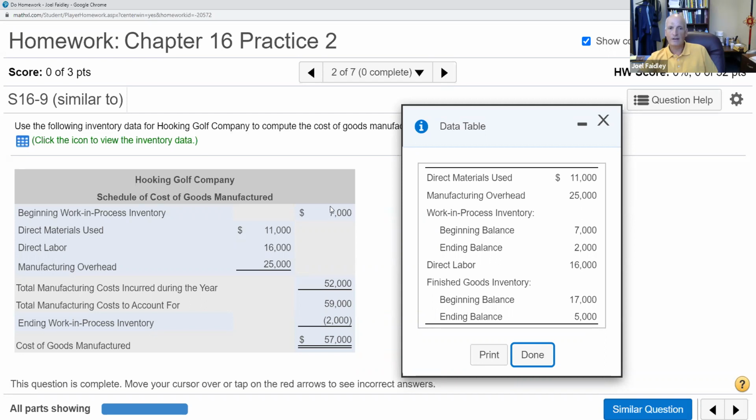If I've got work in process of 7,000 and it says my direct materials used in that department, because you can always have direct material introduced to a second, third, or fourth work in process down the line, I also have direct labor introduced in that department and then overhead that's been applied. So all that together is 52,000. And so I've got $59,000 cost to account for. If my ending work in process is 2,000, that means my cost of goods manufactured is 57,000. But you can see this thought process through here. The only thing different is those three items, instead of having purchases like for a merchandising company. The addition to beginning inventory and subtracting ending balance, it's the same algorithm.